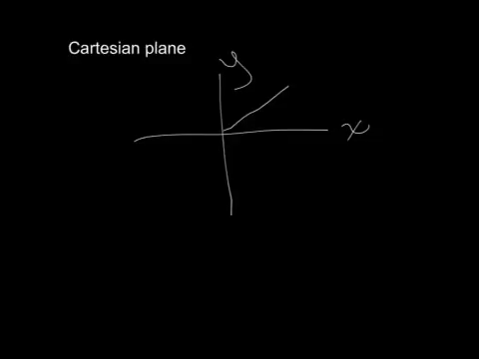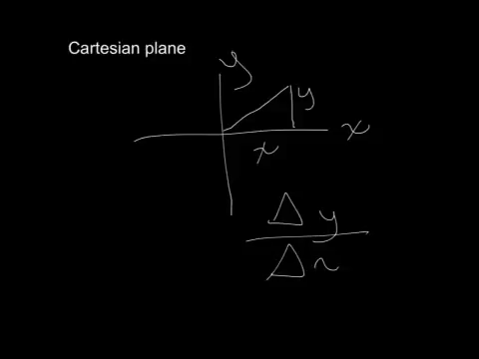Now, looking at this line, the slope of this line is going to be whatever this vertical distance is. So the vertical distance it's traveled is whatever the y-coordinate is, compared to whatever the horizontal distance is, which is the x-axis. And mathematically we can symbolize that as the change in y over the change in x, or as delta y over delta x, where delta just means change in.